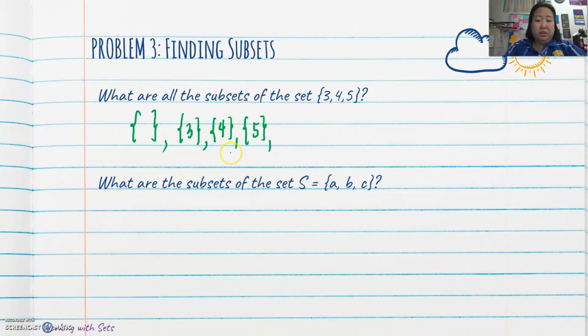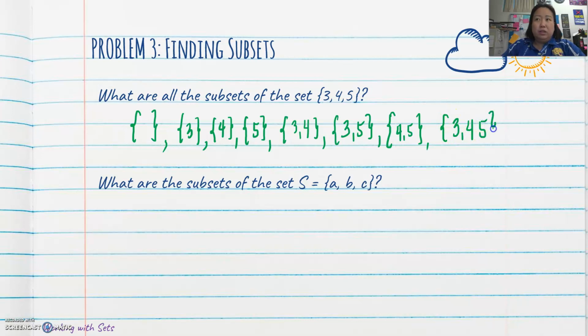How many subsets are these now? There are 4 of them. Now, we cannot just have one element in it. We can also have subsets that have 2 elements in them. It will be the set that contains 3 and 4, then 3 and 5. We also have 4 and 5, the set that contains 4 and 5. So we have the empty set, 1 element, and 2 element sets. Then the last one would be the 3 element set, and that is the set that is given to us. So that is 3, 4, 5.